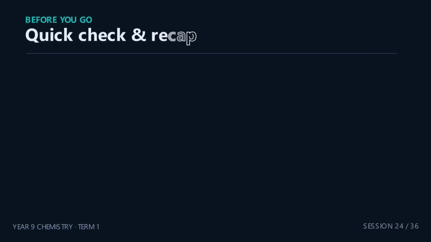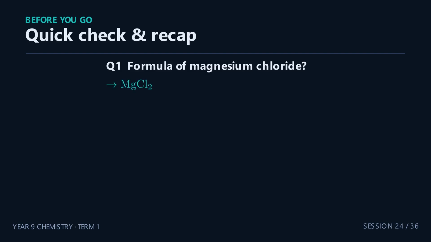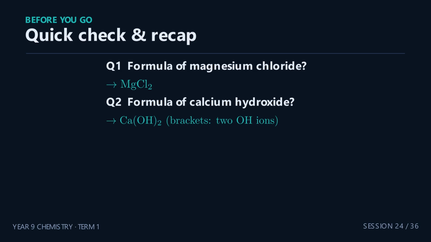Let's check what you've learned. Question 1. What's the formula of magnesium chloride? Pause and answer. MgCl2, because 1 magnesium 2+ needs 2 chlorides. Question 2. What's the formula of calcium hydroxide? Ca(OH)2, with the bracket because there are 2 hydroxide ions.